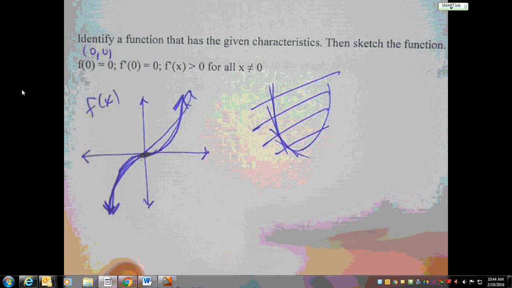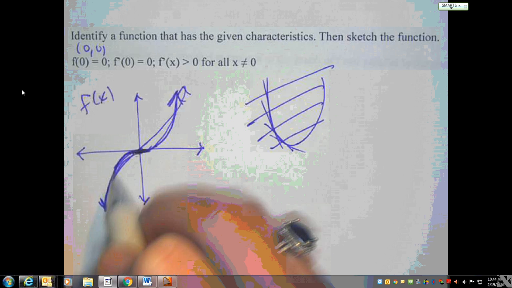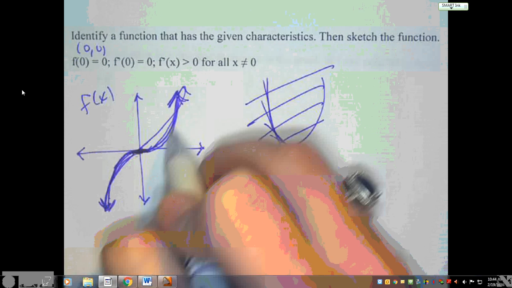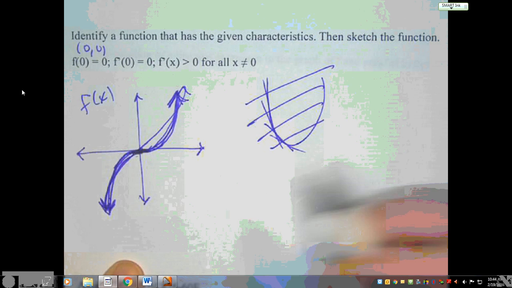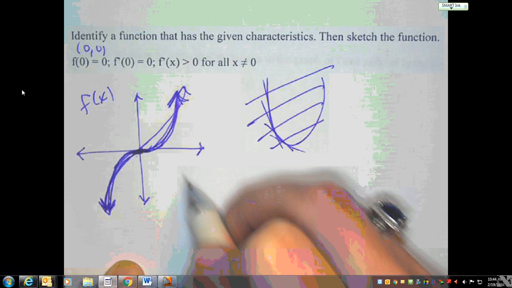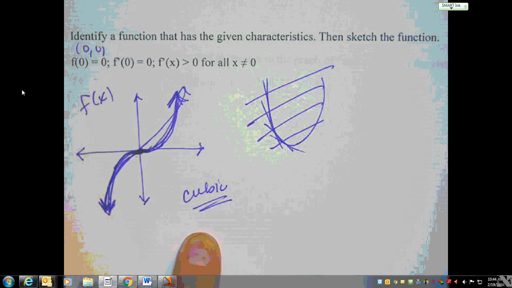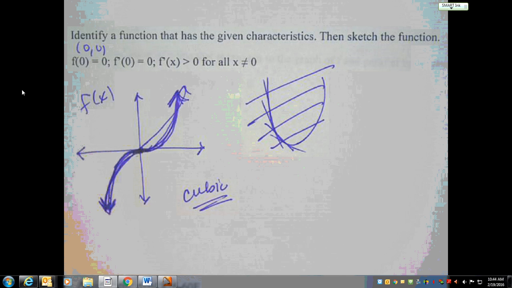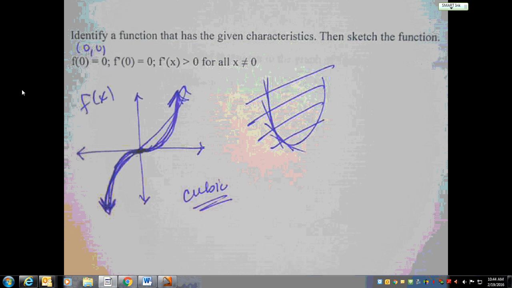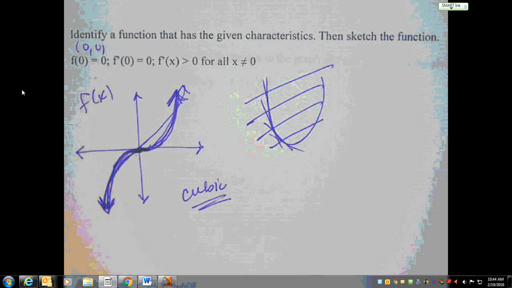So yeah, I screwed this up. This should be kind of like this. So what kind of function is that? Cubic. Thank you, Nick. So we identified the function and we drew a little sketch of it. So that's how you're going to do that one, number 60 or whatever on your assignment.